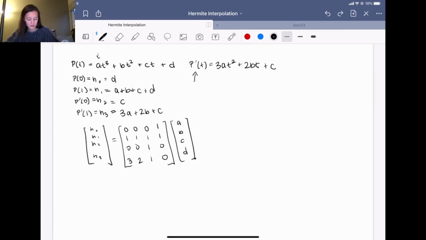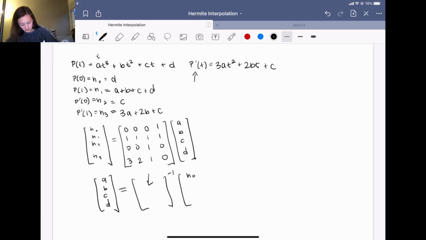So how do we do that? We just take the inverse. So we'll have A, B, C, D equal to this, but inverted, multiplied by H0. Okay, so this is how you would go from your 4 points to the coefficients of the polynomial that you are describing. And there's just one more step to get to the actual basis functions.